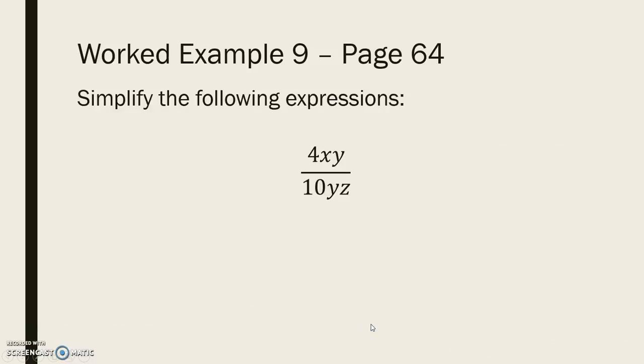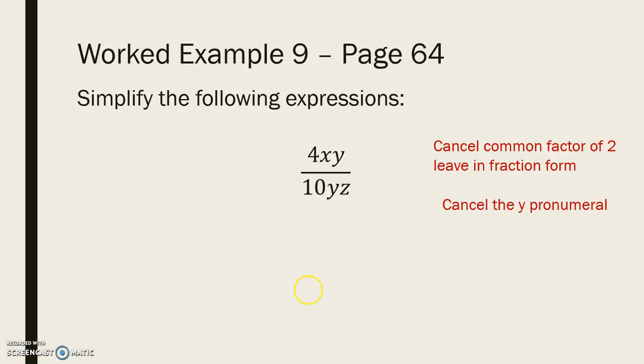Next example. This is a division one, so same as before, we just use our index laws. Okay, so there's a couple of ways we can look at this. The easiest one is just to cancel out common factors. So in this case, we're going to cancel the y pronumeral. And we're going to cancel out the common factor of 4 and 10, which is 2. So 4 divided by 2 is 2. 10 divided by 2 is 5. The y's cancel out. We're left with an x in the numerator, z in the denominator. So that's the easiest way. We could also use our index laws. y to the power of 1 divided by y to the power of 1 is y to the power of 0, which we know is 1 from the third index law.